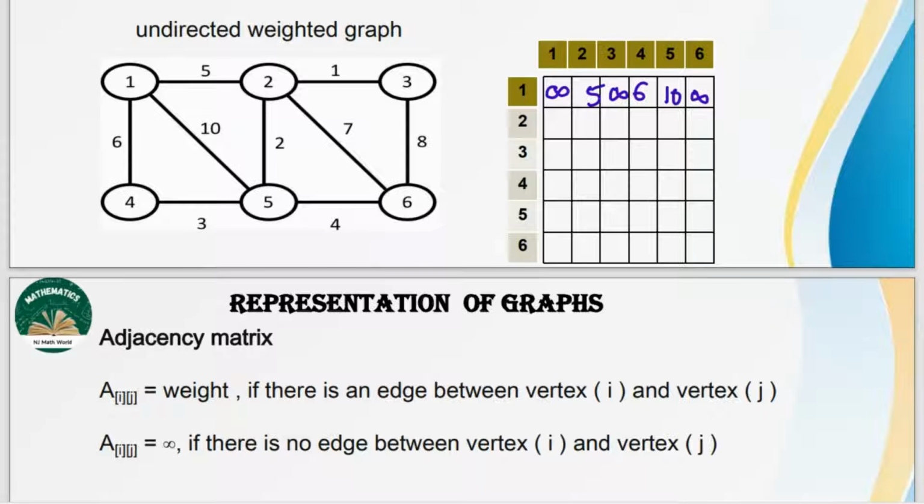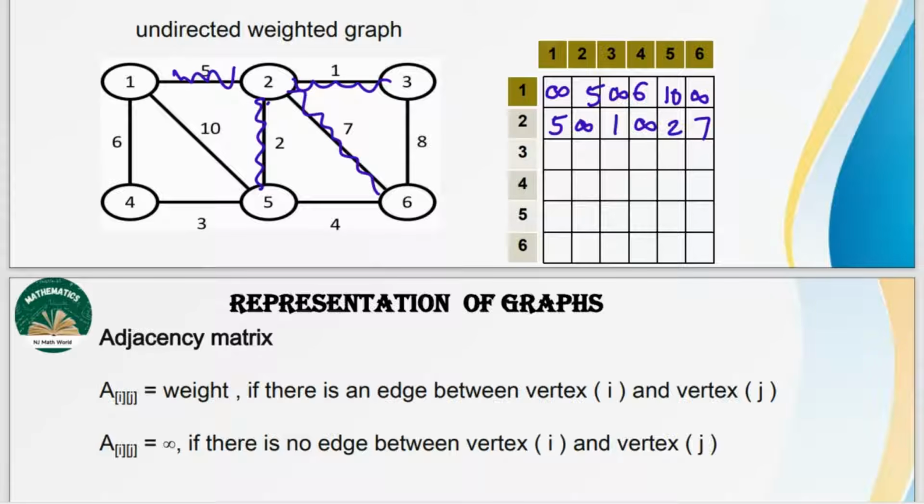Then next one is for 2. From 2 to 1 we have 5. Then 2 to 3 is 1. Then 2 to 5 is 2. Then 2 to 6 is 7. That's it. The remaining ones will be infinity.